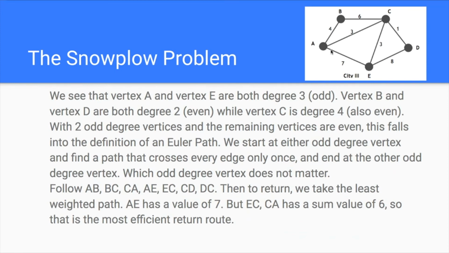So as you can see, EA has a value of 7 assigned to it. But there is another pathway from EC and then CA that has a sum of values of 3 plus 3, or 6, which is less than 7. Now, despite what this model looks like, that pathway is more efficient, and that would be the pathway we would take.